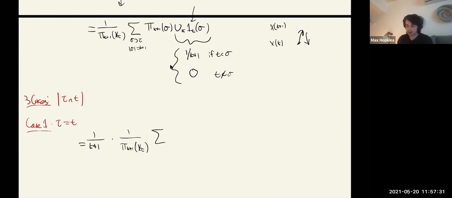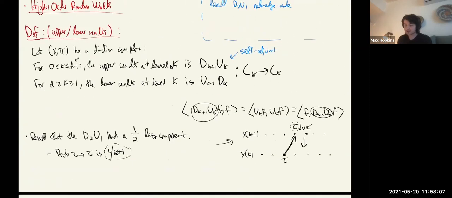And then the sum, what do we have? Well, we have the sum over all sigma containing tau of pi k plus 1 of sigma. But remember, this term here is exactly what this is shorthand for. Pi k plus 1 of x tau is exactly the sum of the probabilities over level k plus 1 of sigma containing tau. So these terms are equal, and so they cancel, right? And what we get is just 1 over k plus 1. And this is the very formal computational proof of this diagram that I showed you right here.